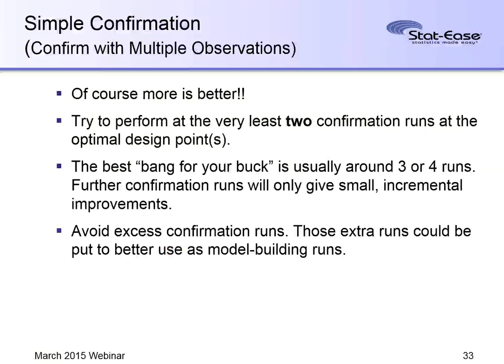As a warning, you should probably try to avoid excess confirmation runs. If you have the ability to do 100 confirmation runs, it's probably better that you use 95 of those to actually build the model and reserve about 5 for confirmation. In general, those runs would be put to better use as model building runs.